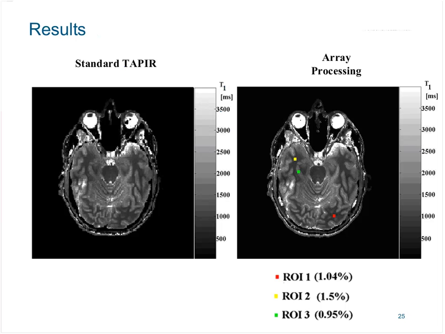And here are the regions: the red region, the yellow region, and then the green region. The relative error was calculated as compared to the standard tape here, and you can see the relative error is below 1.5%.